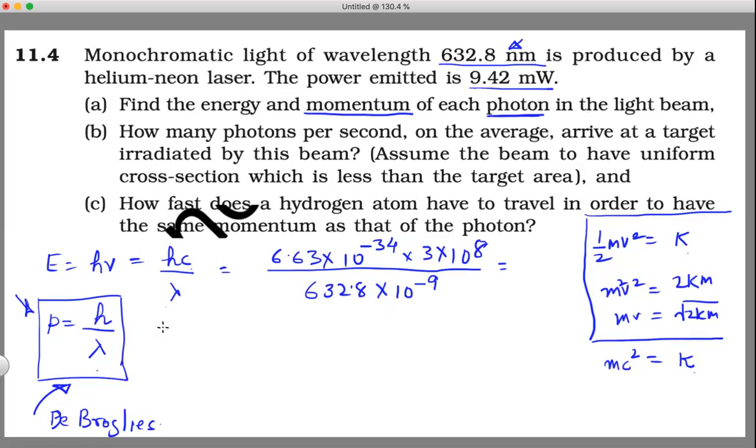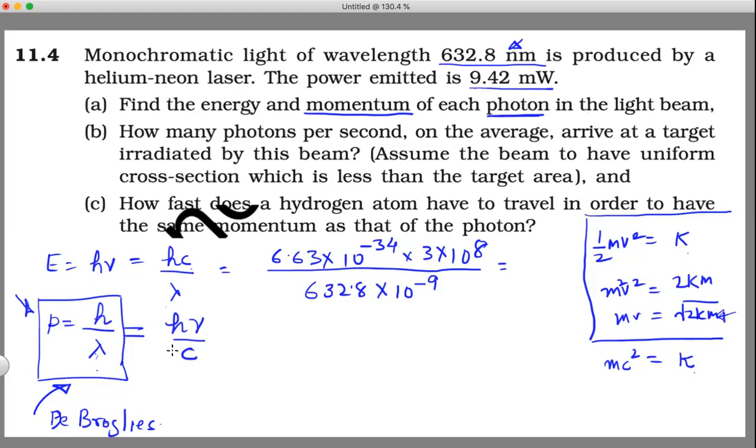If you know the lambda, you can use this. Otherwise, it is equal to h nu by c, because lambda is c by nu. So in this case, we know h nu, so we will use this formula. In case of photons, we will not be able to use the other formula, as we also don't know the mass there.